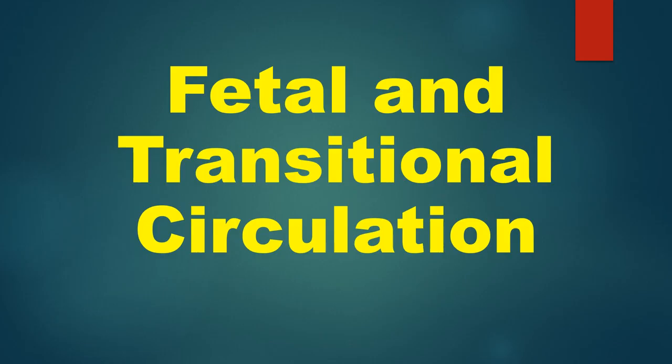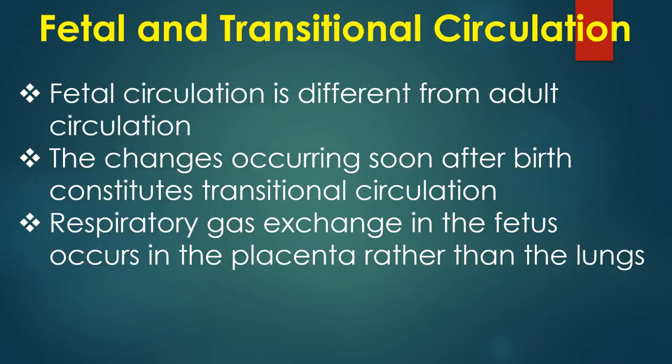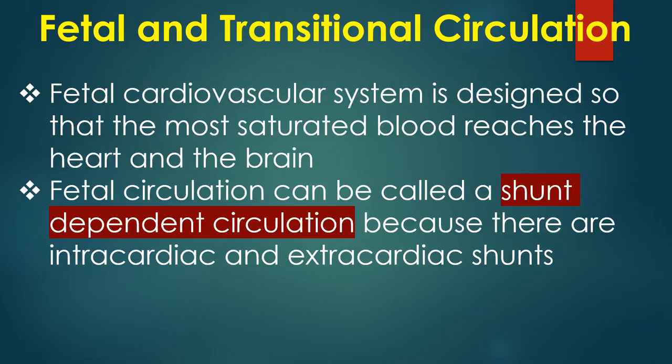Discussion on fetal and transitional circulation. Fetal circulation is different from adult circulation. Changes occurring soon after birth constitutes transitional circulation. Respiratory gas exchange in the fetus occurs in the placenta rather than the lungs. Fetal cardiovascular system is designed so that most saturated blood reaches the heart and the brain. Fetal circulation can be called a shunt-dependent circulation because there are intracardiac and extracardiac shunts.